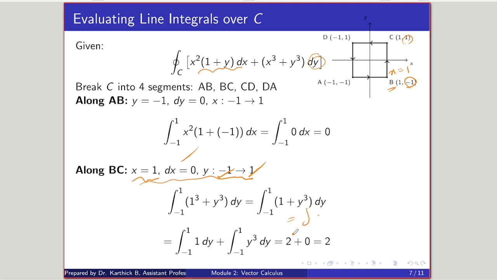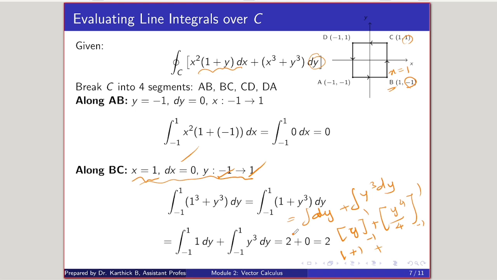So integral dy plus integral y cube dy. So this becomes y from minus 1 to plus 1. And here y power 4 by 4 from minus 1 to plus 1. So here it becomes 1 plus 1, because y minus of minus 1 becomes 1 plus 1. So this part gives 2.